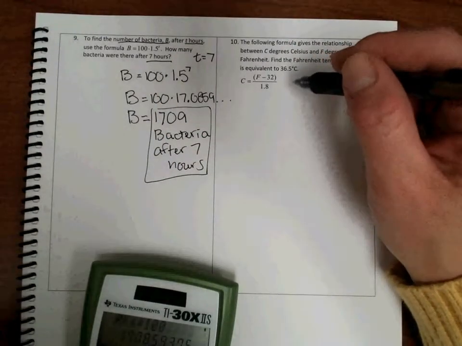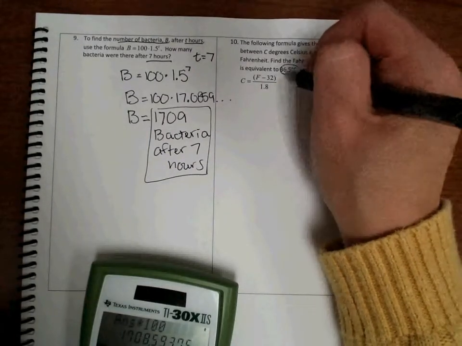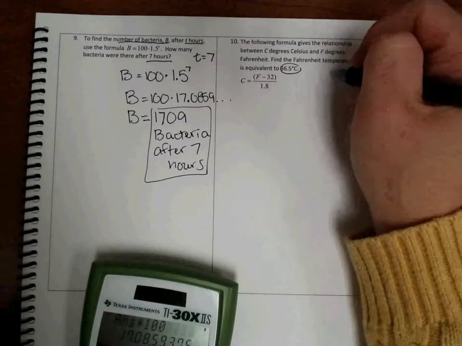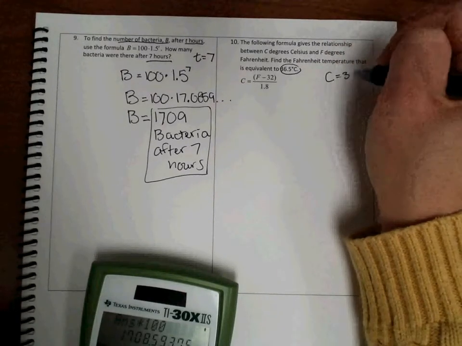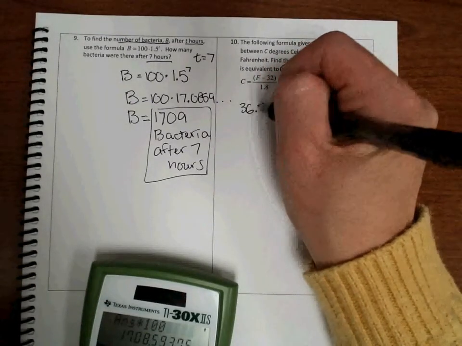Okay, number 10, and we've done a lot of these Fahrenheit to Celsius conversions. This time they're writing it as a decimal. So they want us to find the Fahrenheit temperature that's equivalent to 36.5 degrees Celsius. So I've got C equals 36.5. I'm plugging that in.